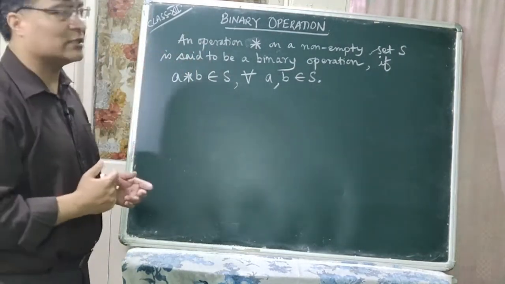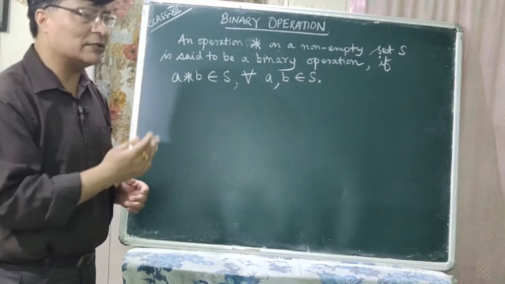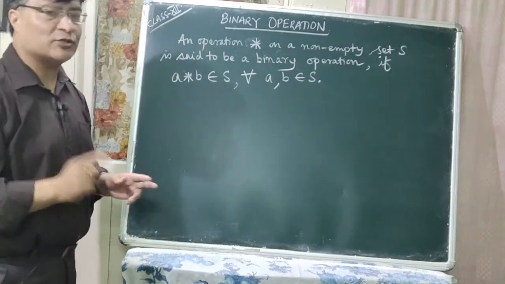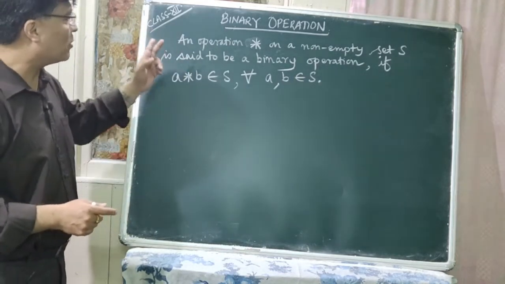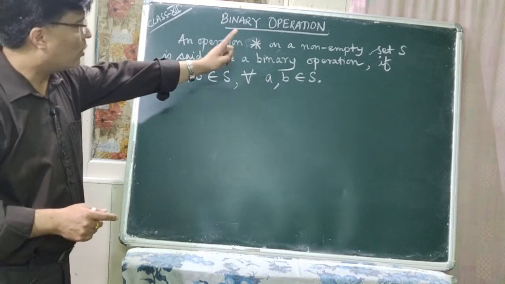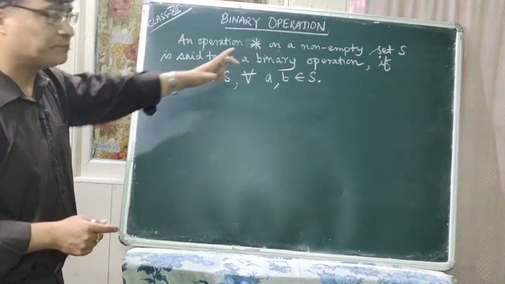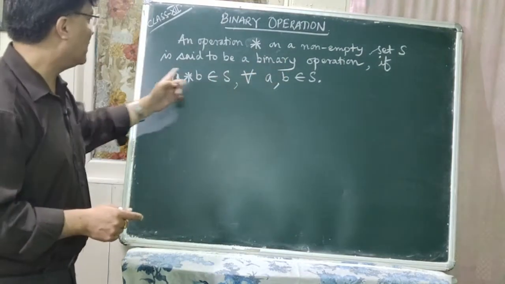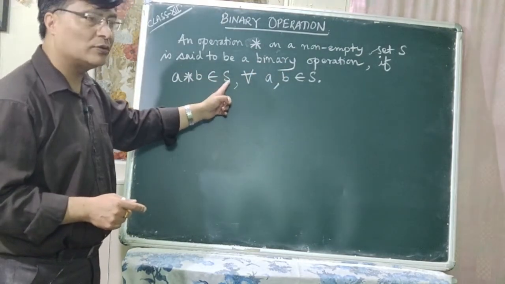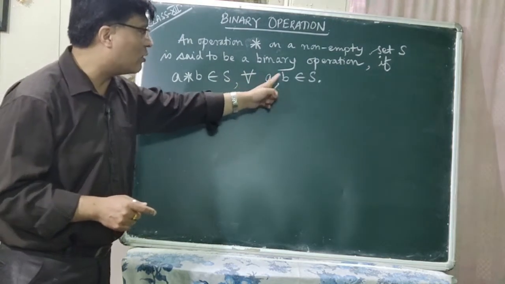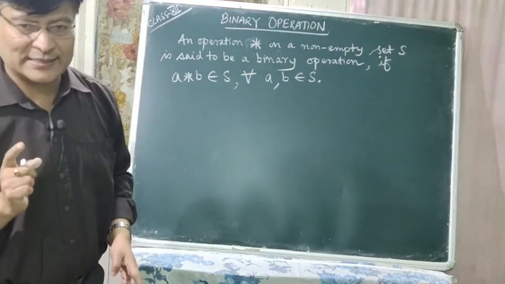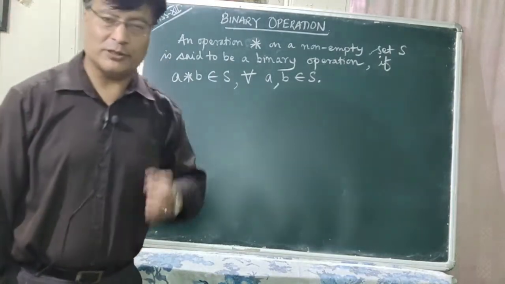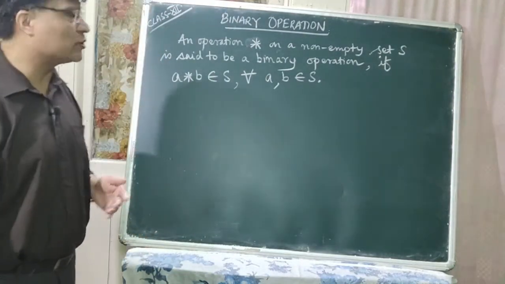Okay, so you can understand this definition after seeing that example. So here the definition of binary operation is that an operation star on a non-empty set is said to be a binary operation if A star B belongs to set S for all A, B belonging to set S. Is that clear? So this is the definition of binary operation. Okay, so I think you have understood it. You can copy it.